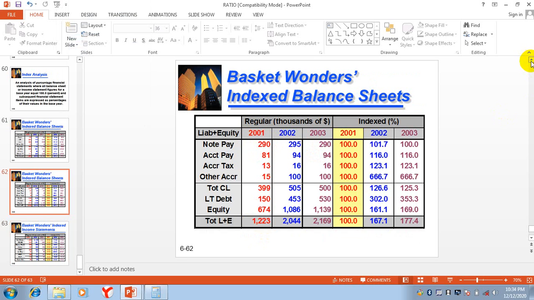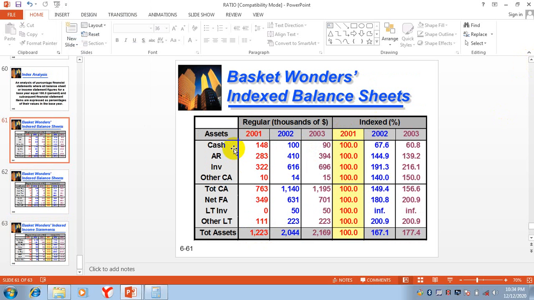Now how to analyze this index data? Now see, in the previous class we already discussed about these percentages. So see, cash was 100, it comes down to 67, comes down to 60%. So there is a decrease in cash. Is it good? Is it bad? It is good. Why? Previously there was idle cash, now there is decrease in cash, so now we are utilizing our cash properly.